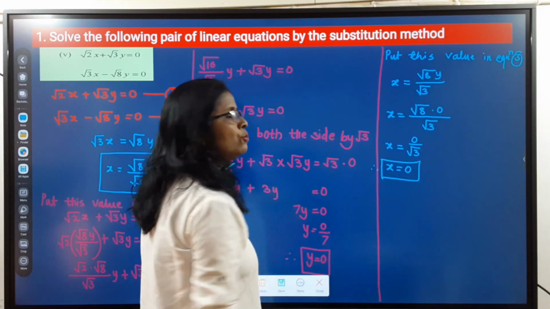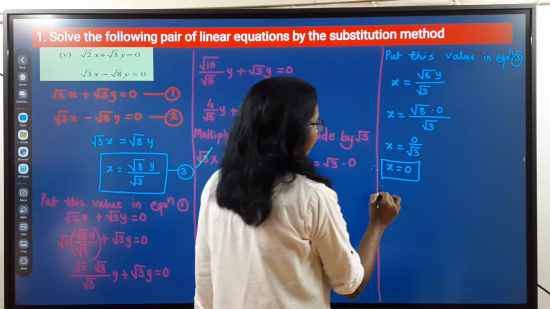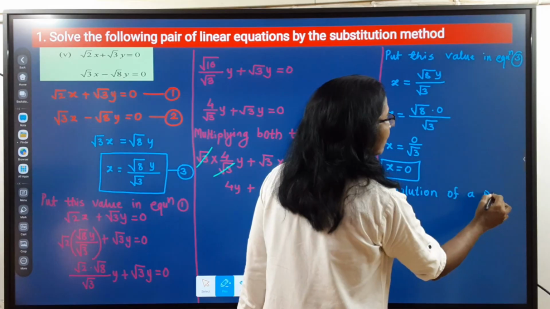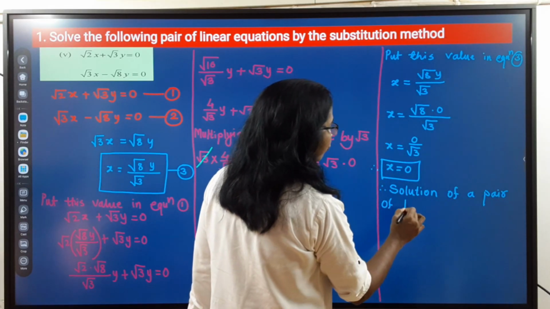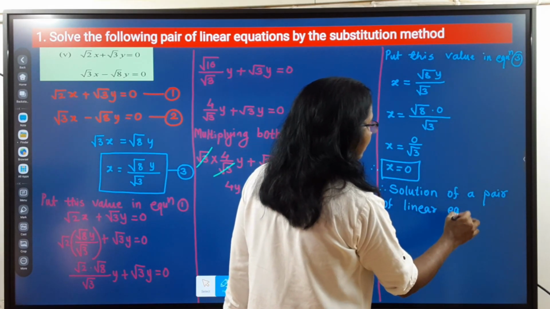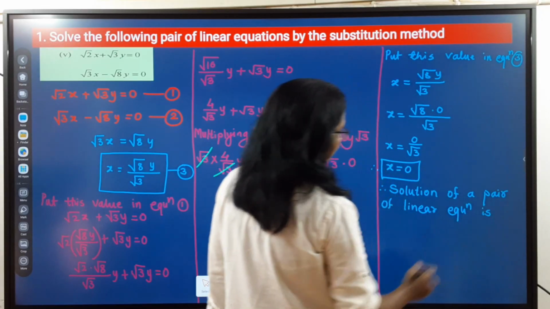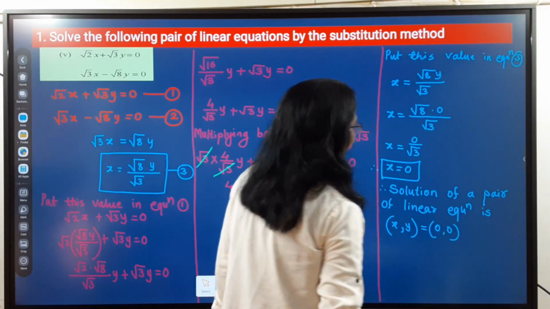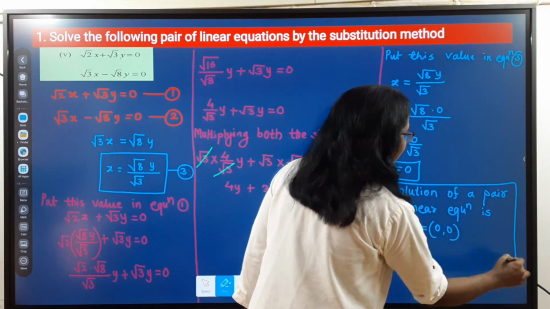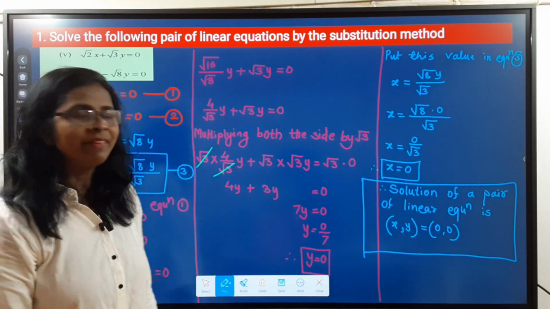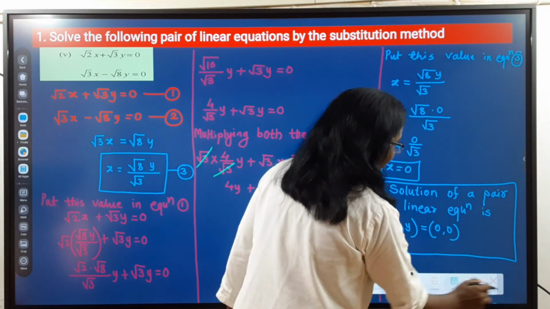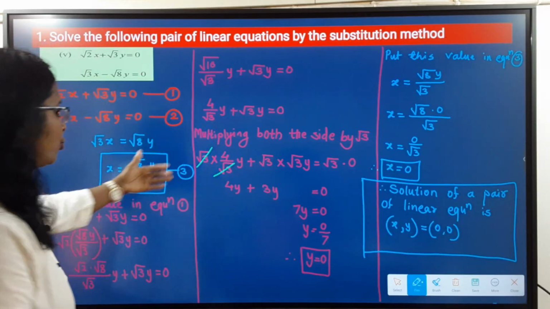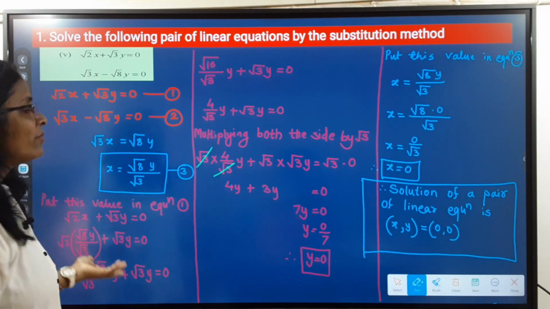So here, students, the solution of a pair of linear equations is (x, y) equal to (0, 0), because both the variables have the value 0, 0. So you follow these steps, students. Okay? And here, students, the fifth example is solved.